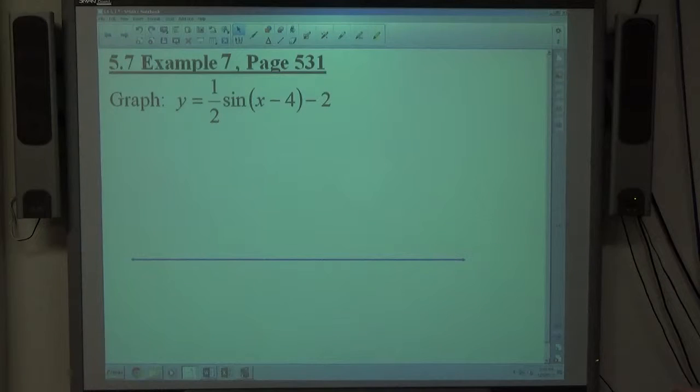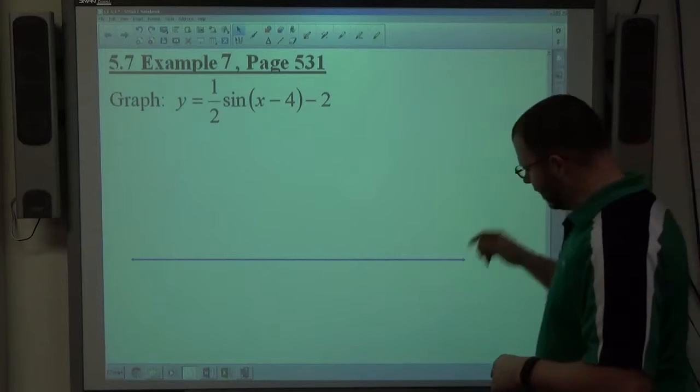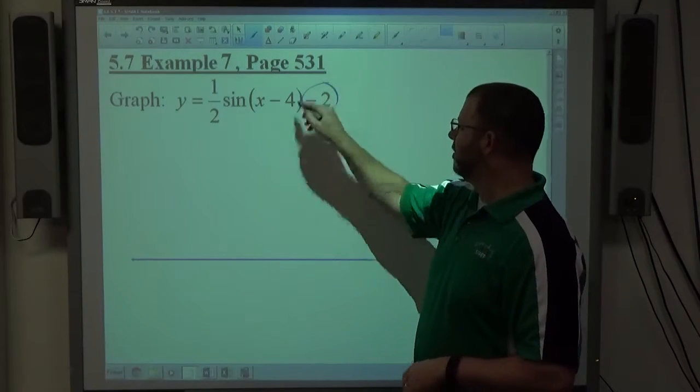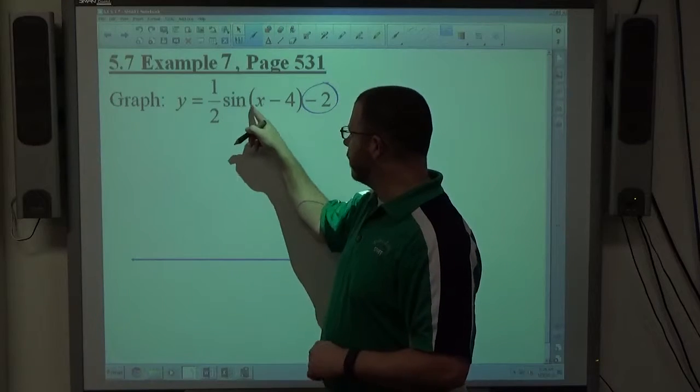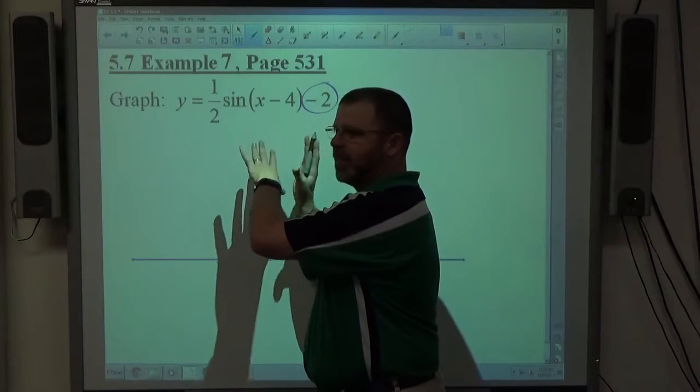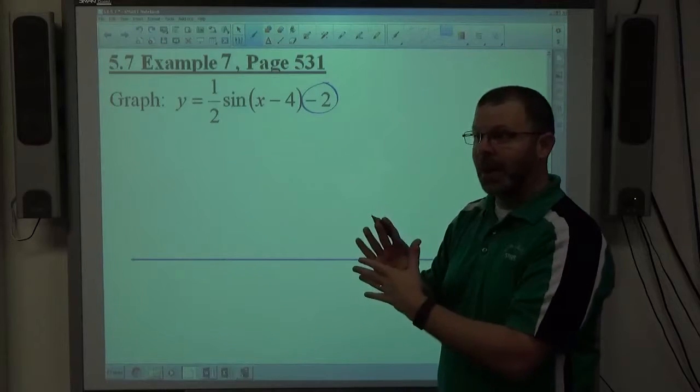All right, example 7, graph y equals 1/2 sine of x minus 4 minus 2. So again, the book really likes to put these plus and minus numbers at the end. I don't. I prefer them at the front. I would want to factor things out. So for me personally, if I see that in my book, I'm going to copy it to my paper in the order I like it.